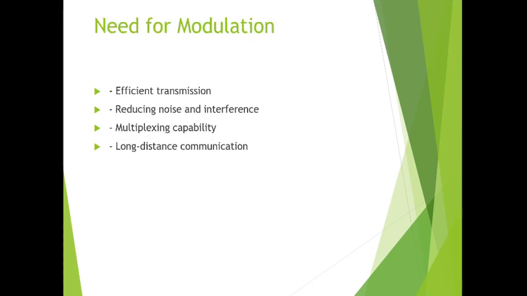In slide number 4, we're going to talk about the need for modulation. Why is modulation necessary? Without modulation, direct transmission of low frequency signals would be inefficient. Some key reasons for modulation include efficient transmission. It helps in sending signals over long distances, reducing noise and interference. It enhances signal clarity. Multiplexing capability: multiple signals can be transmitted simultaneously. Long distance communication ensures reliable data transfer over vast areas.